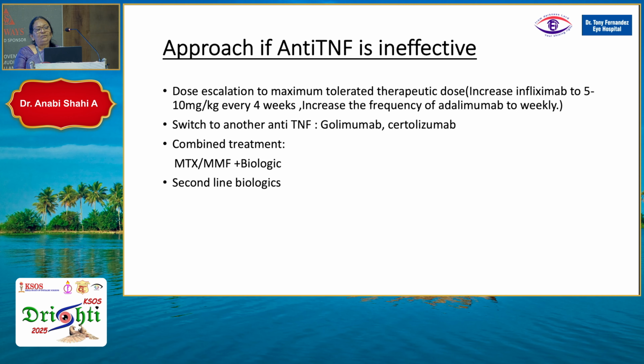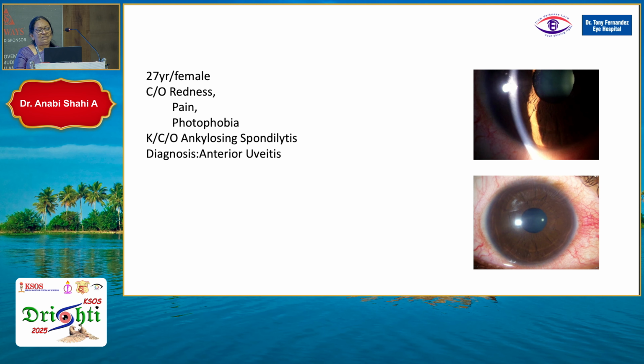So what is the approach if one anti-TNF is ineffective? You should escalate the dose to maximum tolerated therapeutic dose, that is increase infliximab to 5 to 10 milligram per kilogram every 4 weeks, or increase the frequency of adalimumab to weekly, or switch to another anti-TNF such as golimumab or certolizumab, or you should start combined treatment. In this patient, they have started biologics with mycophenolate mofetil, or you should think about second-line biologics.